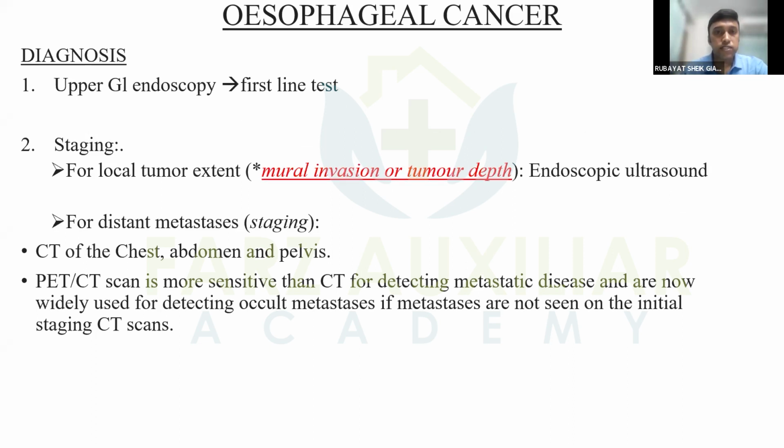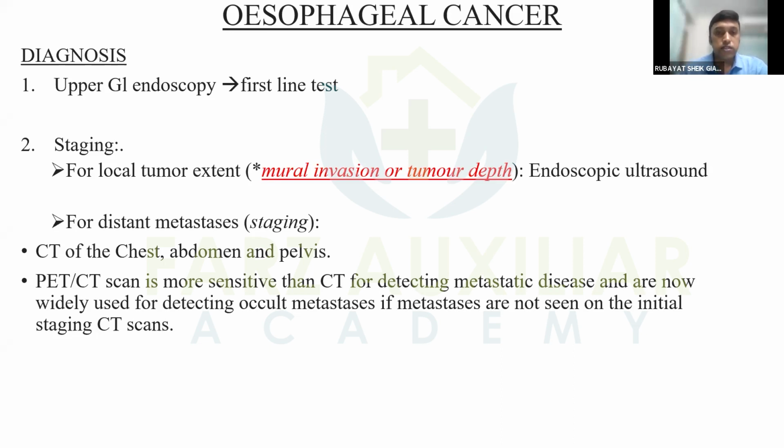So when you start with investigations of esophageal cancer, obviously the first test will be an endoscopy that will give you the presence of a mass in the esophagus, either the upper 2/3, lower 1/3. Then you do a biopsy, which will confirm the investigation, the diagnosis.